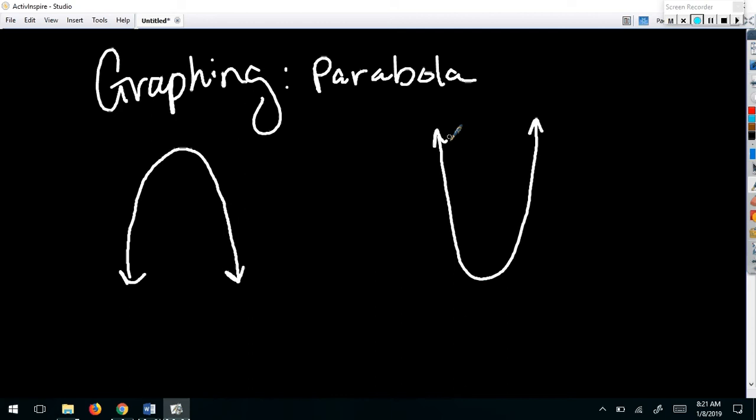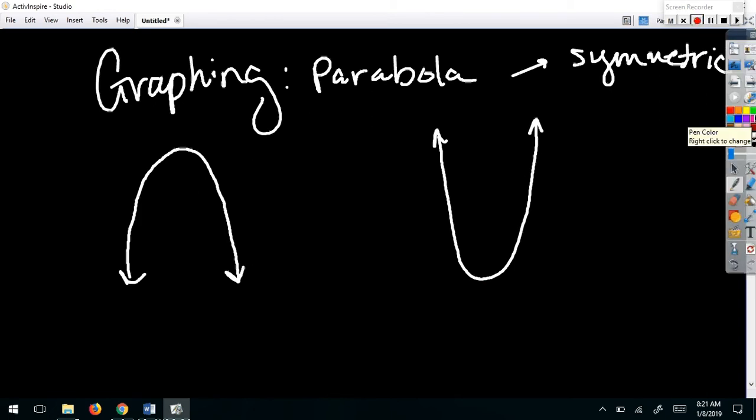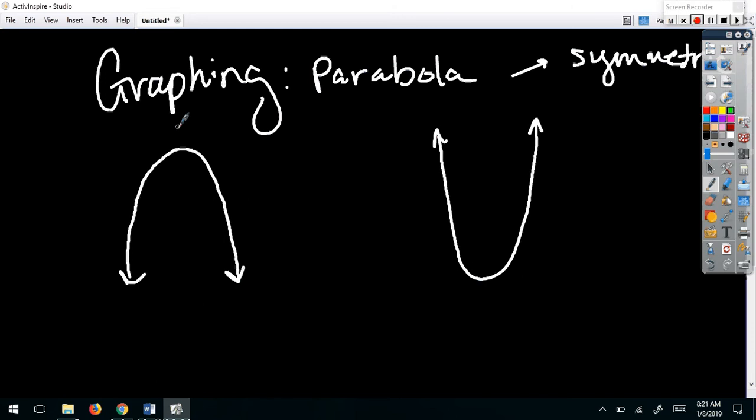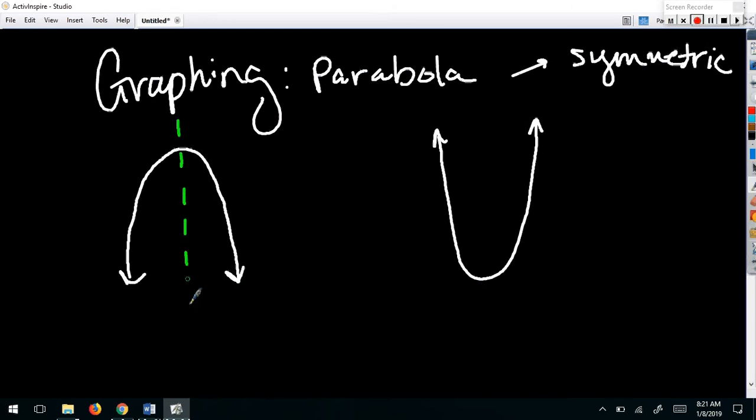Somebody said it's symmetric. It is symmetric. That's a big one. So if it's symmetric, then it must have a what? A line of symmetry. That's exactly right. So this line of symmetry in a parabola we call the axis of symmetry.